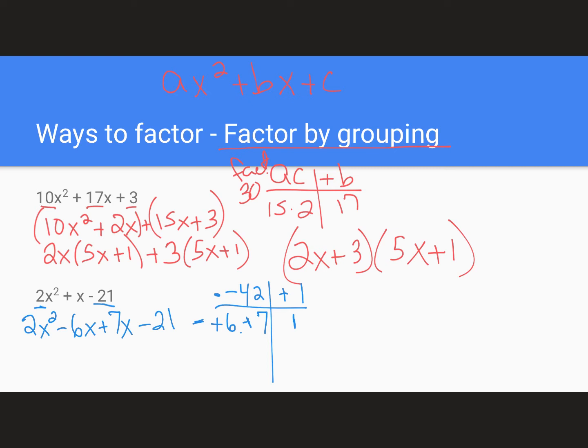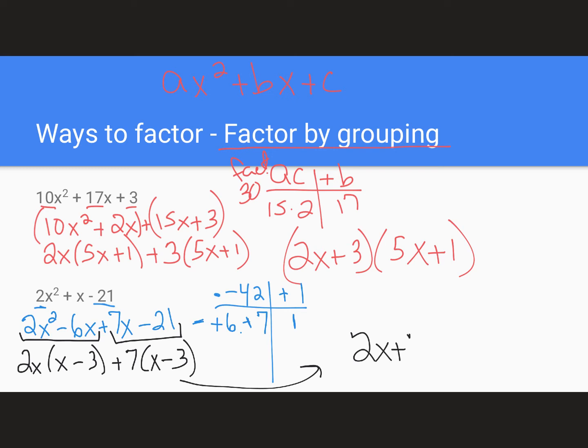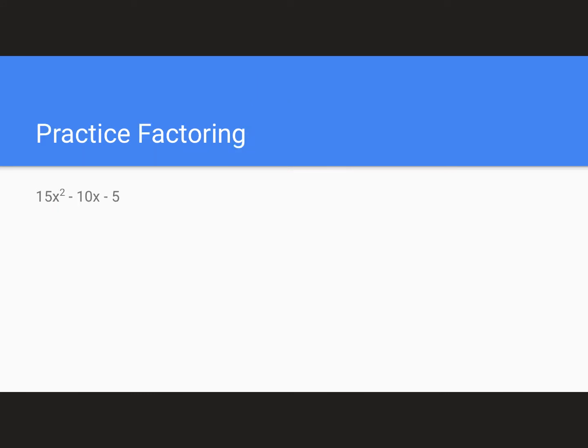So, now I'm going to take these two sections and factor them separately. The greatest common factor of 2x squared minus 6x is 2x, and I'm left with x minus 3, plus. The greatest factor there is going to be 7. Again, I'm left with x minus 3. So this becomes 2x plus 7 times x minus 3. Not too hard. Let's go on to the next one.